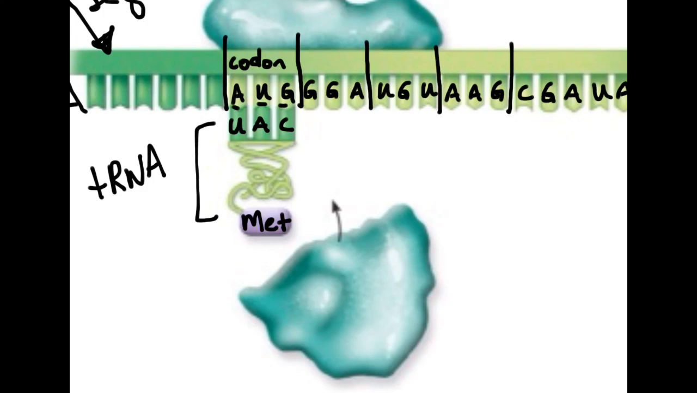And the anticodon complements it. So if it complements it, it has affinity for it. So it has affinity for it, therefore it's attracted to that spot on mRNA, and those bases will pair up happily. So there they are, paired up.